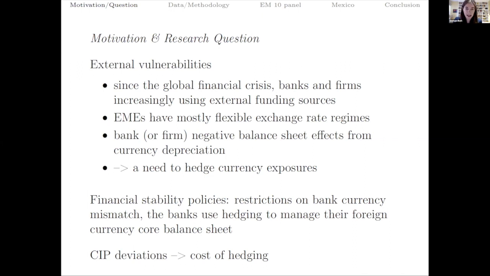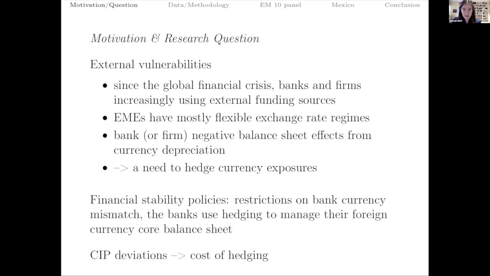So what's the policy context? Most of the financial stability policies in different jurisdictions take this into account, and there may be restrictions on bank balance sheet currency mismatch. For some jurisdictions, these regulations have been in place before the global financial crisis, but even post-global financial crisis, there's an awareness of this currency mismatch issue. So banks use hedging to manage it: if they have currency mismatch, they can go to the currency markets and hedge that exposure. So where does covered interest parity come in?